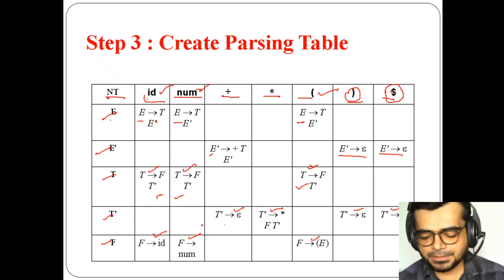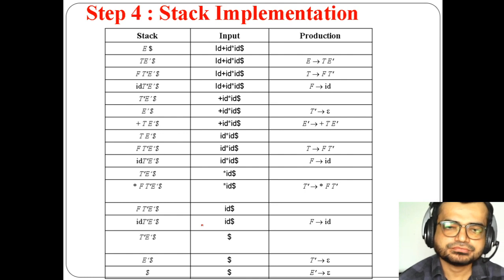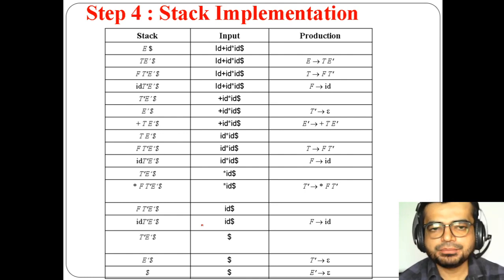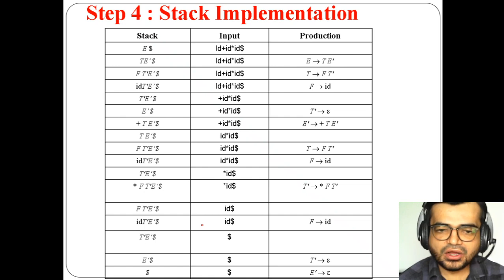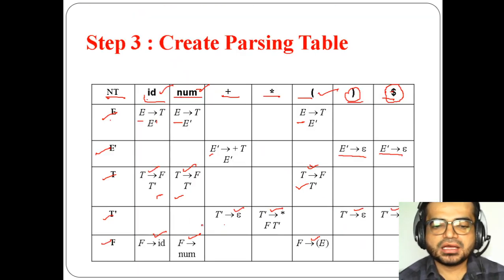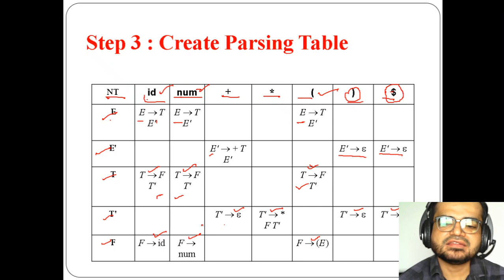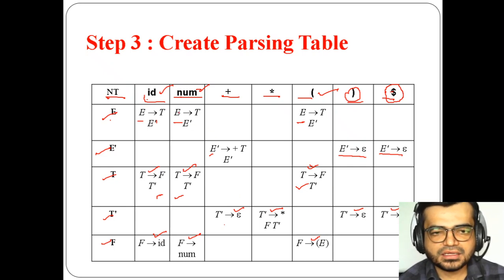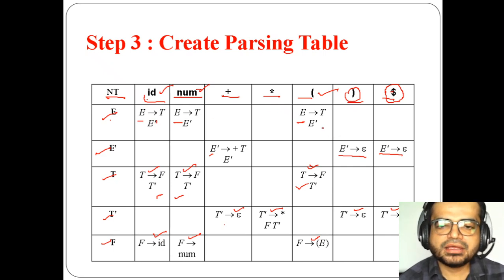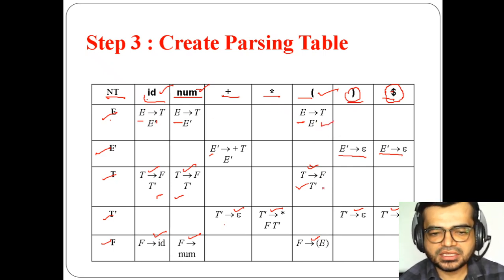Now going to the next step, your stack implementation. Stack implementation is very important. We need to understand that, before stack implementation, by this parsing table only we can say whether it is LL1 or not. How? Why? Because for example, if you see here, in every box you may find only one production. It doesn't contain more than one production.